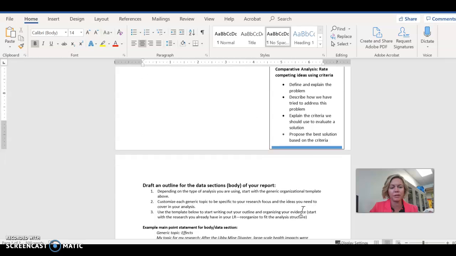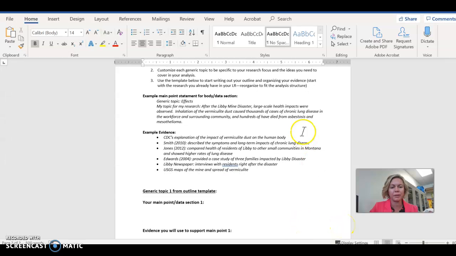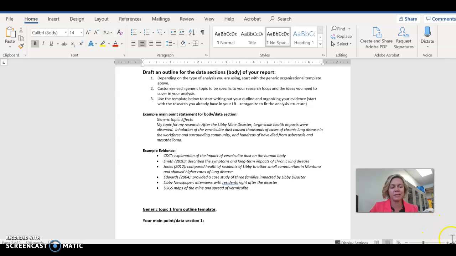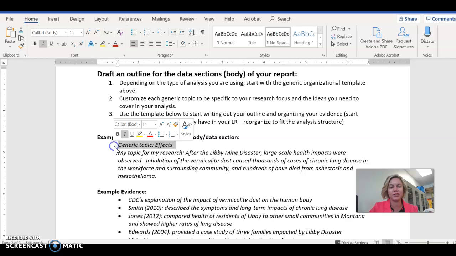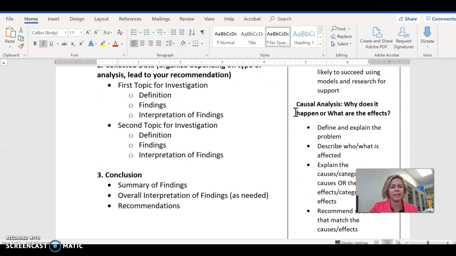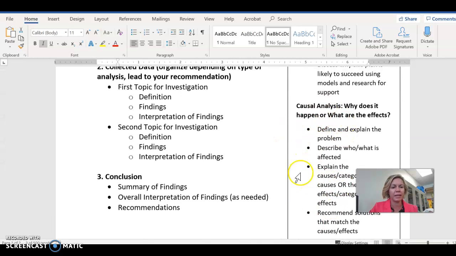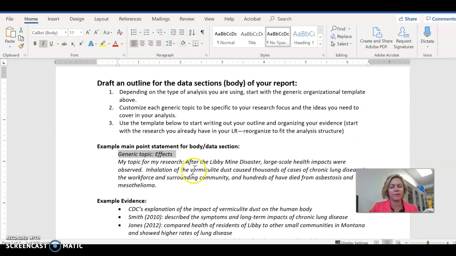disaster. I'm going to go down here to page 2 so I can zoom in a little bit for you. So this person did a causal analysis to look at the effects of the Libby asbestos mine disaster on the local community. And so an effects section is one of the generic sections that we see here in the outline. So he did causal analysis, so he's taking these things and plugging them into the data section. One of the main topics that he knows he needs to talk about is what the effects are or what the causes are, right? So he knows I need to talk about effects.